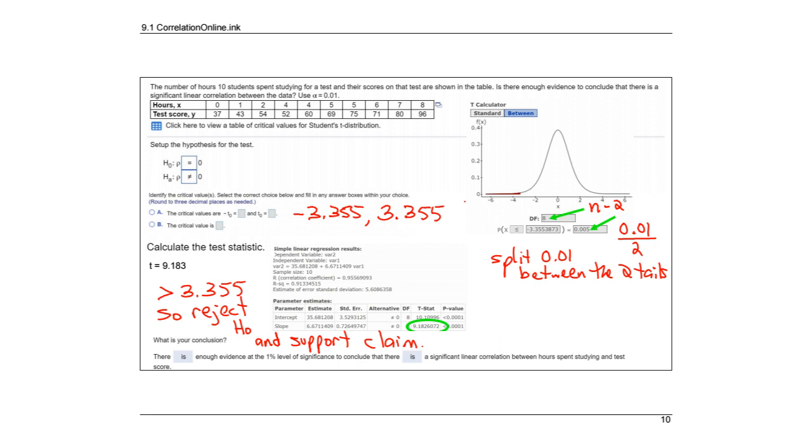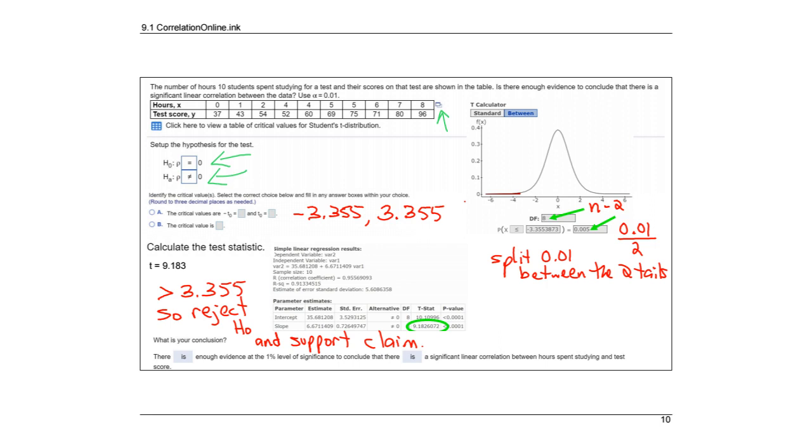Okay, so again, they're giving me data. They gave me the number of hours 10 students spent studying for a test and their test scores. So again, when we're ready, we're going to hit this box here. But first, let's see what they want. First, they want the hypothesis. So remember that first we're going to have our null hypothesis is that there's no correlation, that rho is equal to 0. And our alternative is that it's not equal to. So this is a two-tailed test.